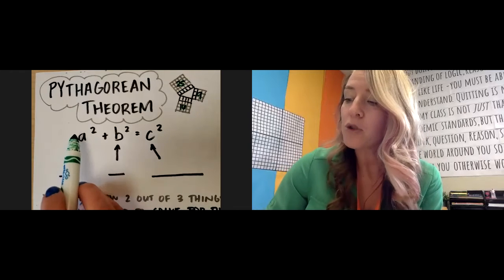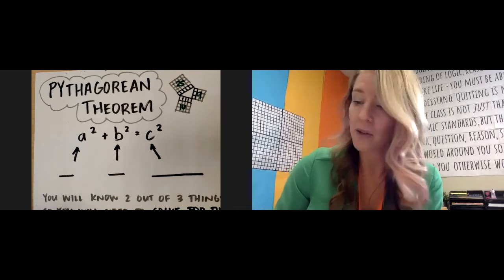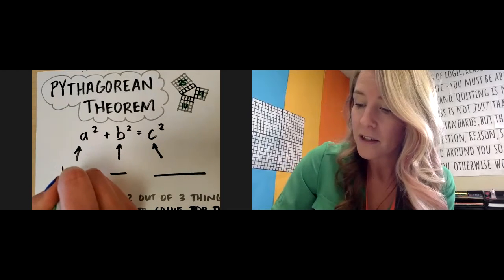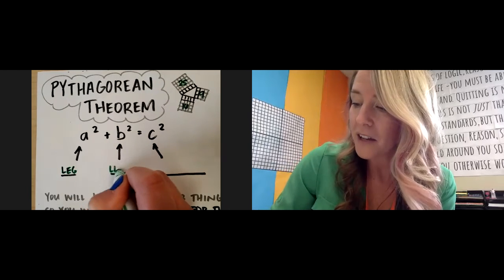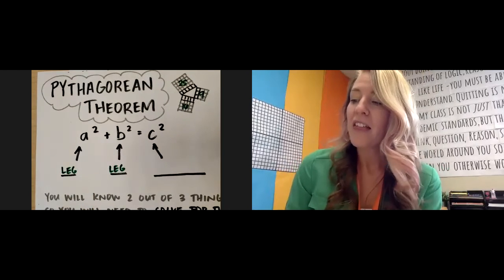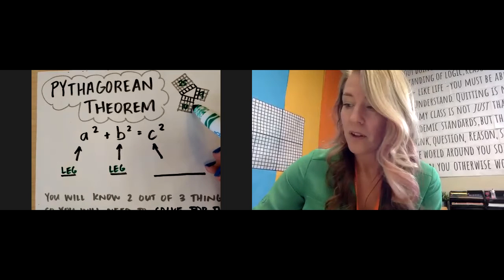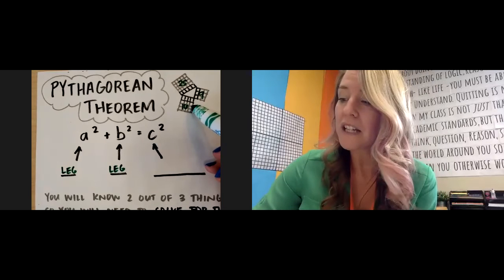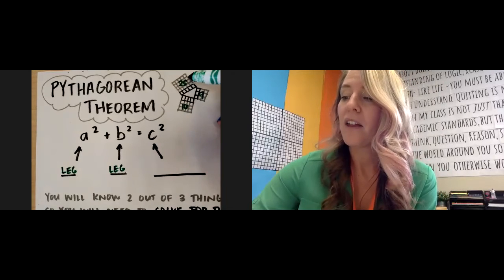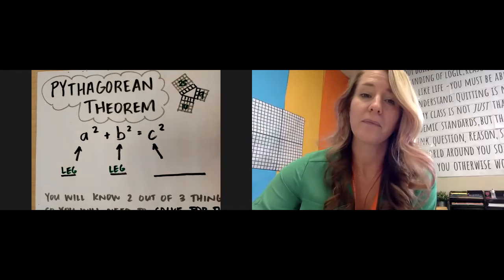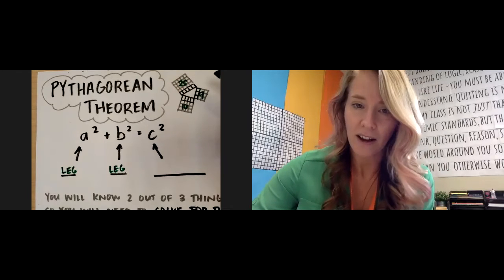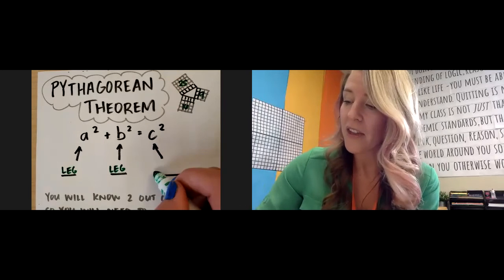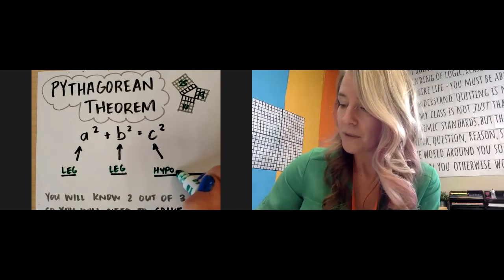So if you take those two shorter side lengths, those are called the legs. A is called a leg, B is called a leg. When you square those side lengths and add them together, they will equal the same amount of squares as the longest side when it is squared. And that thing is called the hypotenuse.